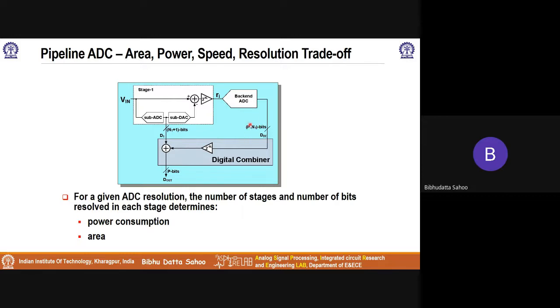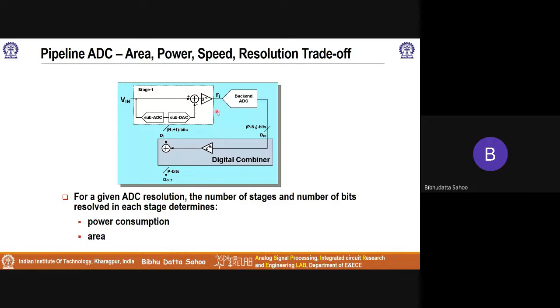So let's say P is 10 bits and we are resolving, let's say, N1 equal to 2 bits. Then this stage is resolving roughly 8 bits. Now these bits are combined using a digital circuit, which should combine with the inverse of this gain and give us the resultant P-bit digital output. As you can see, this analog gain and this digital gain have to match to get the real performance. Now, as technology scales, getting this kind of analog gain gets more and more challenging.